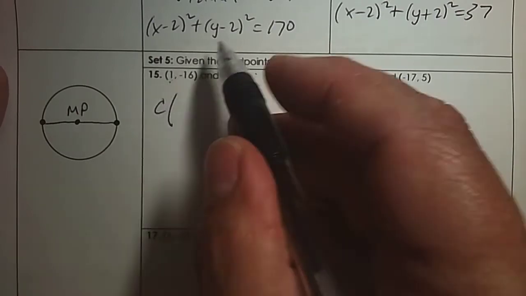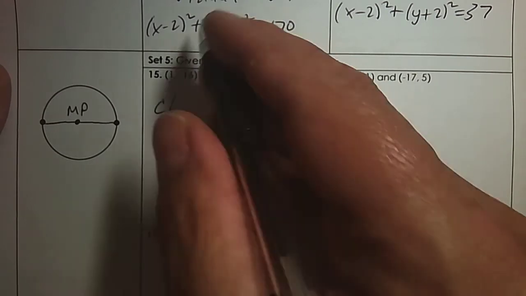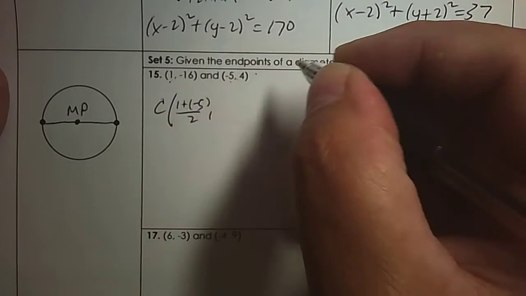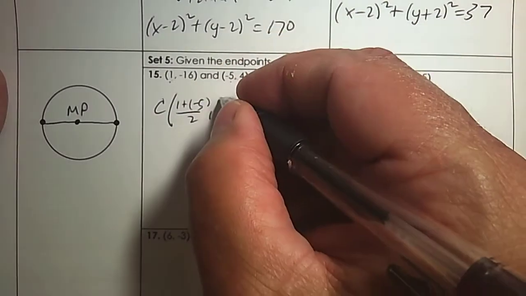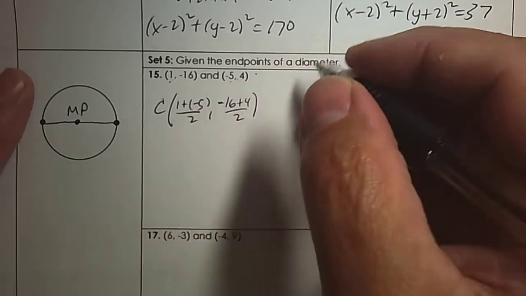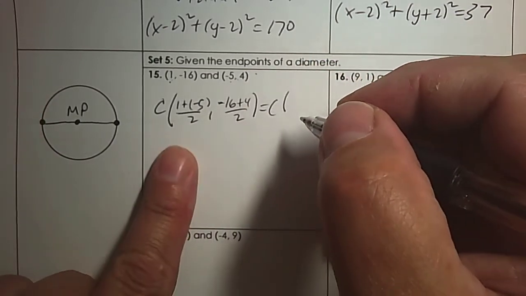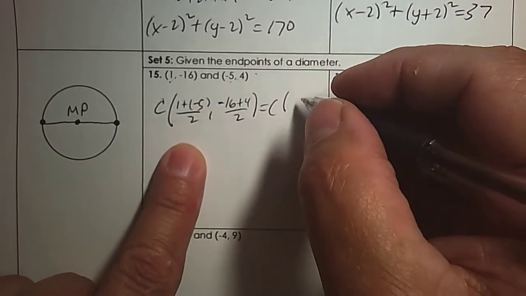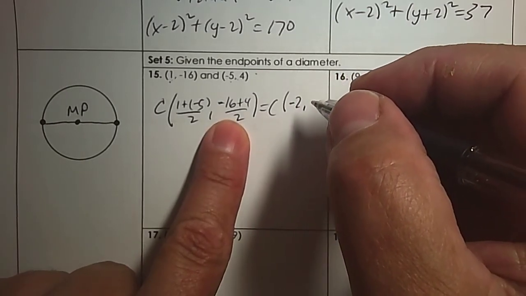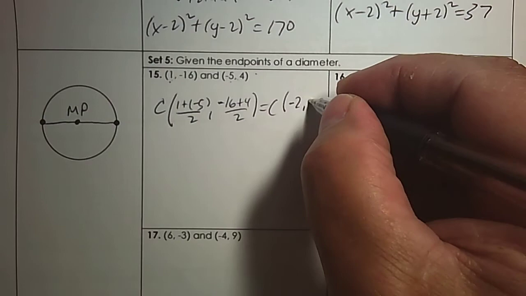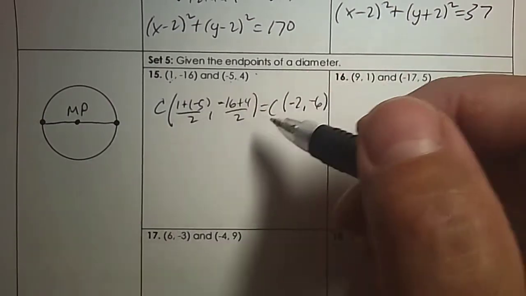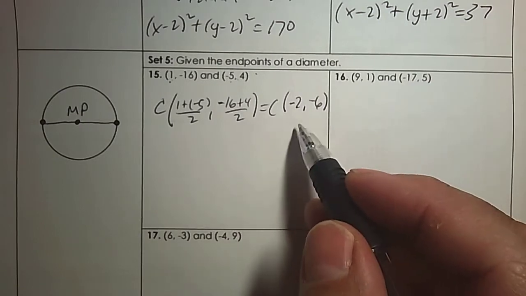So what's 1 and negative 5? Can you add it up? I'll write it out first, and then it'll be shorter. Divide by 2, and then again for the y's, negative 16 plus 4, and divide by 2. So that means this is negative 4 divided by 2, that's negative 2. This is negative 12 divided by 2, so that's negative 6. So using the midpoint formula, that means you add them and divide by 2, you can find the center.